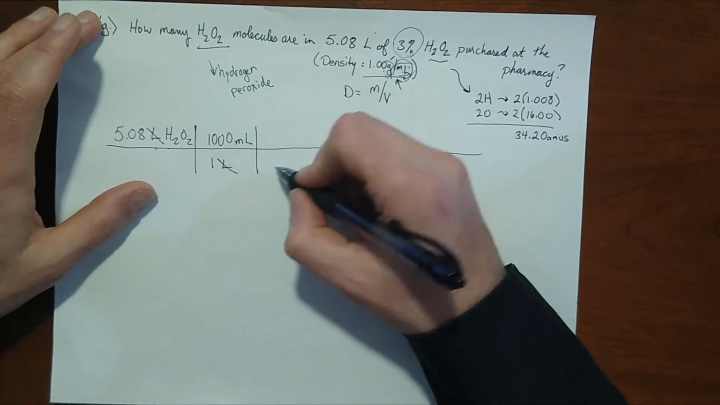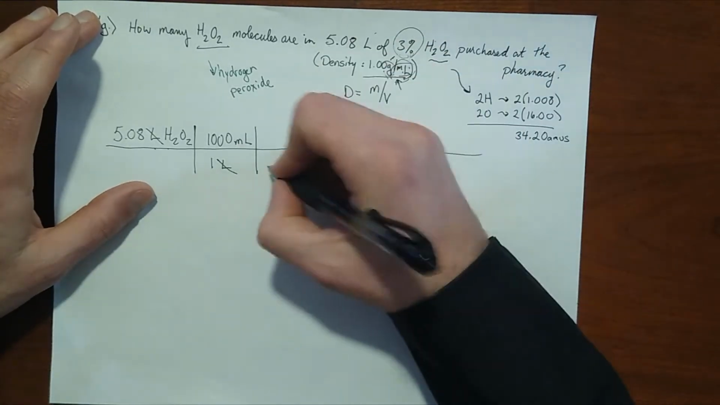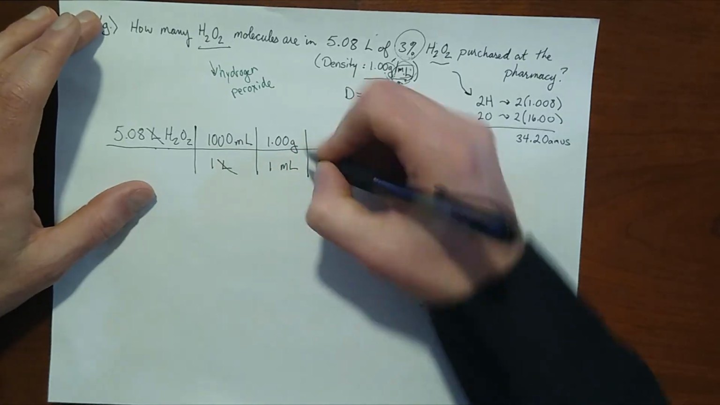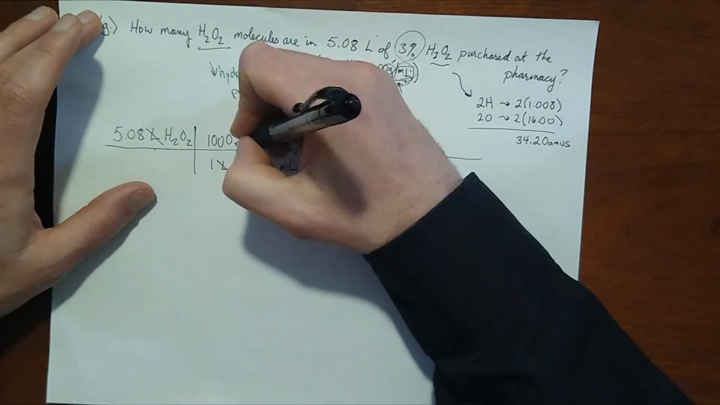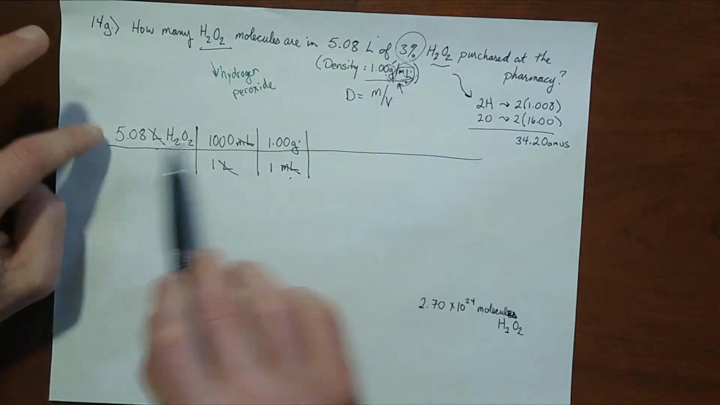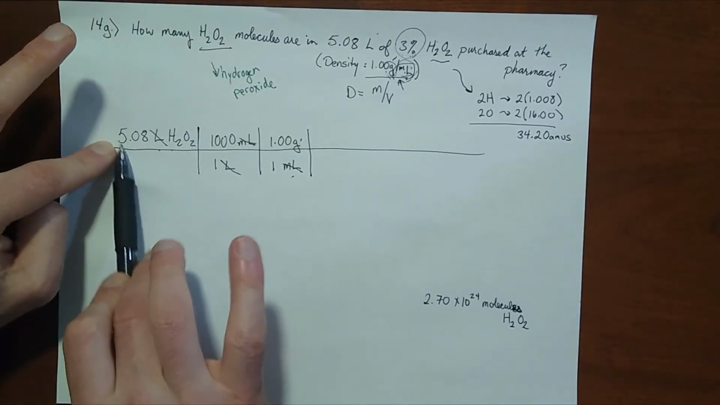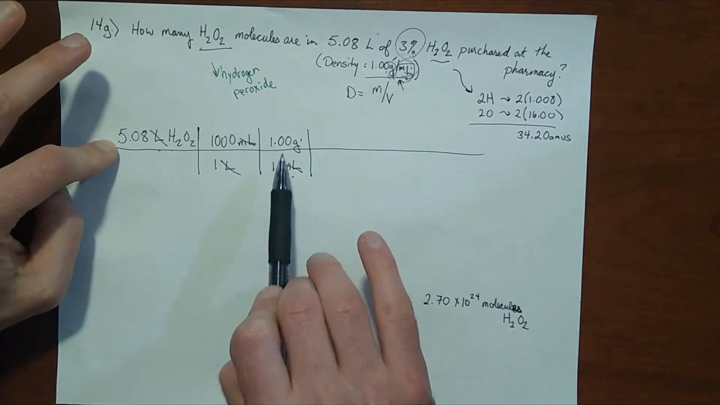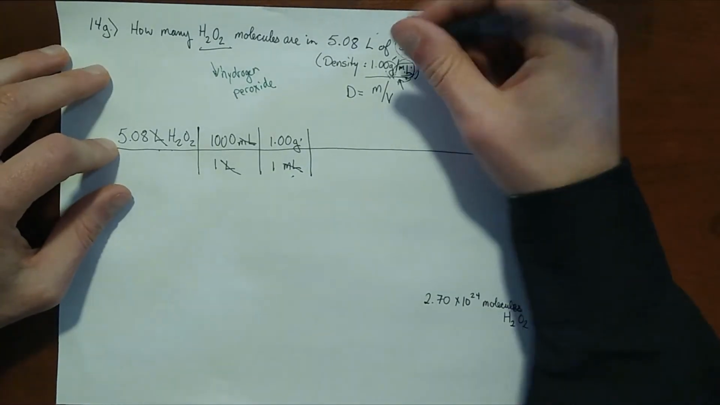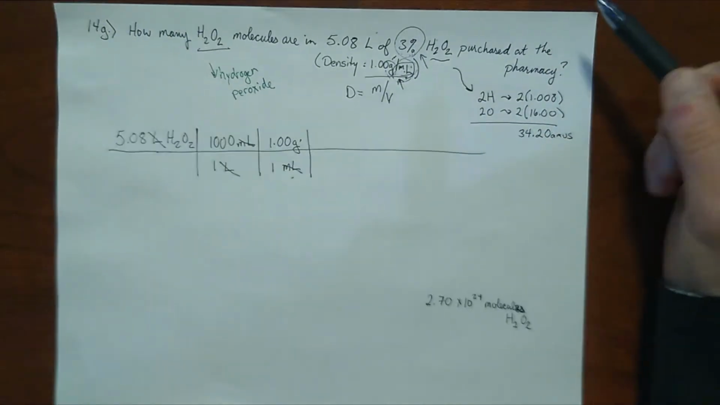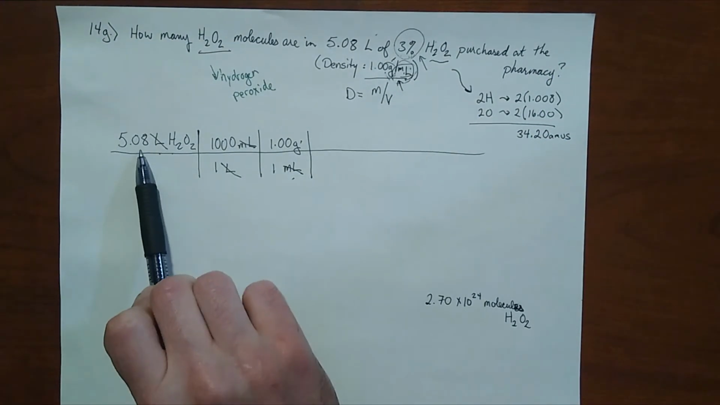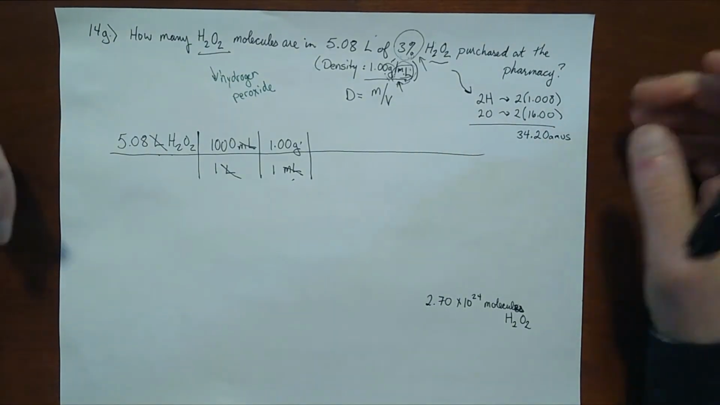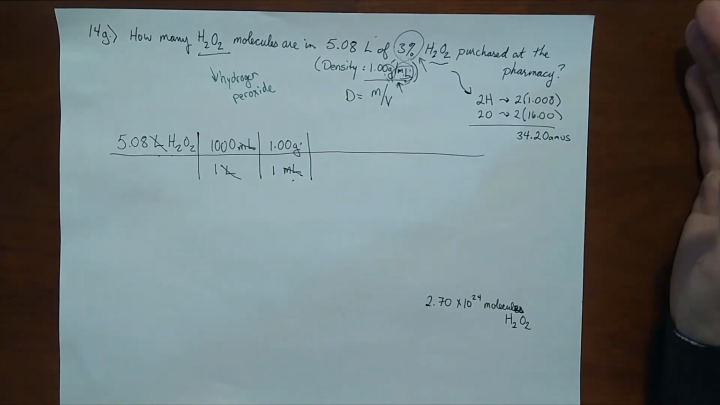Here we have a volume, and we can cancel this now by using that density, 1 gram per milliliter. So thus far, we'll have a certain number of grams of hydrogen peroxide. Now, where does the 3% come in? Well, the 5.08 liters, that's 100% of the volume. That's the water and the hydrogen peroxide and everything mixed together.